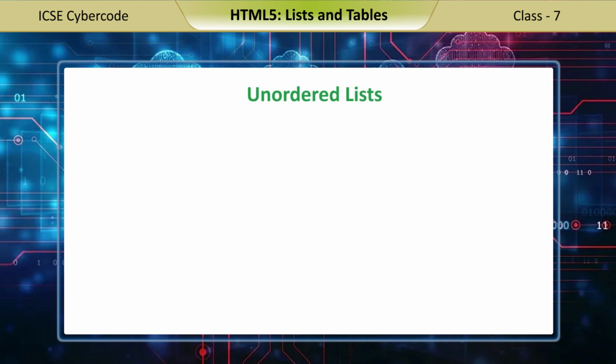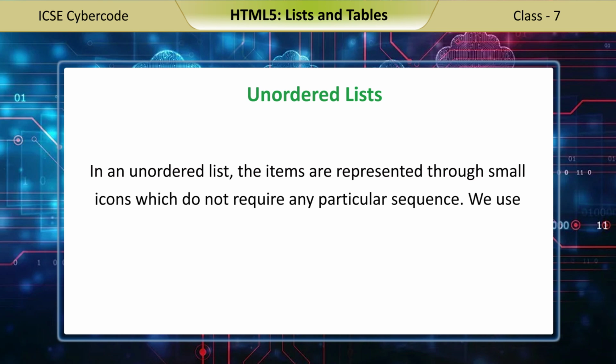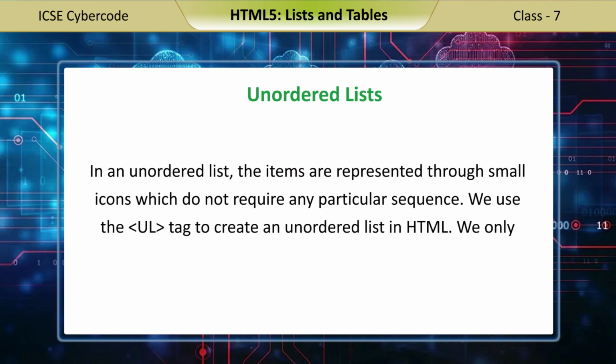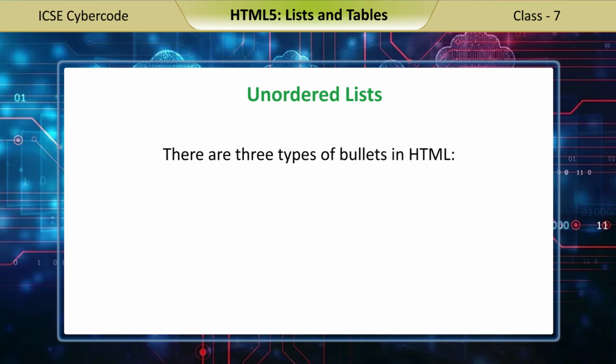Unordered lists. In an unordered list, the items are represented through small icons which do not require any particular sequence. We use the UL tag to create an unordered list in HTML. We only use the type attribute for the UL tag, which defines the type of bullet for the list. There are three types of bullets in HTML: disk, which is default, circle, and square.